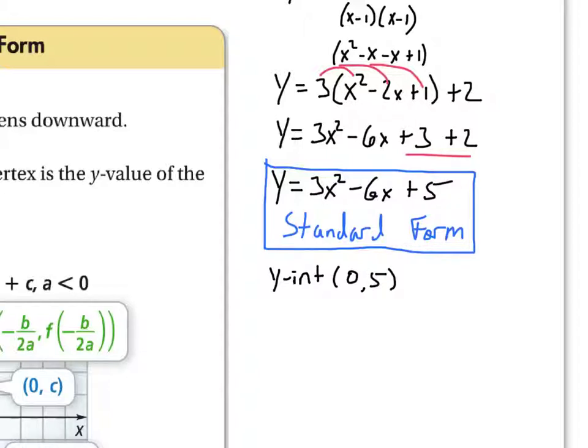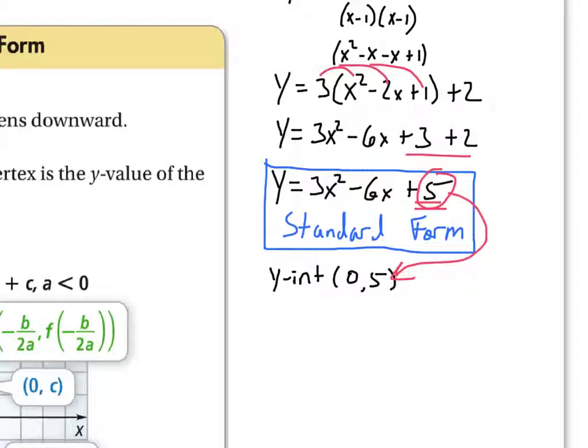I get 5. Hey, take a look at that. 5. It's right down there. Standard form gives us the y-intercept. Always, every time. The y-intercept is always the constant term at the end of the equation. It's always the c value. Now that was true back with lines as well. When we dealt with lines, we had y equals mx plus b. b was always just a number, right? It's called the constant. The constant was the y-intercept. Same thing here. The number at the end, the constant, is the y-intercept.